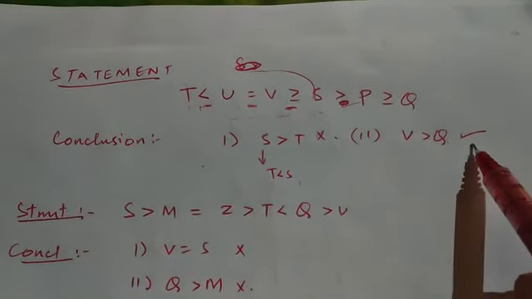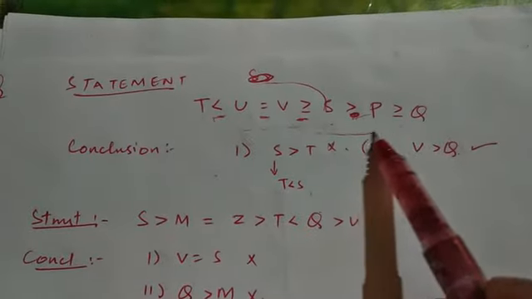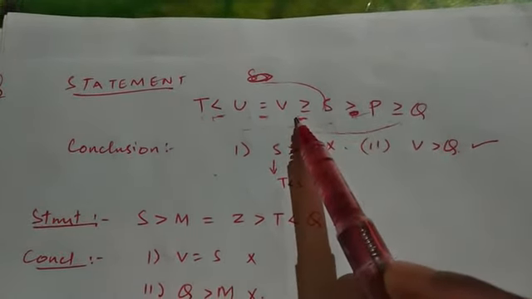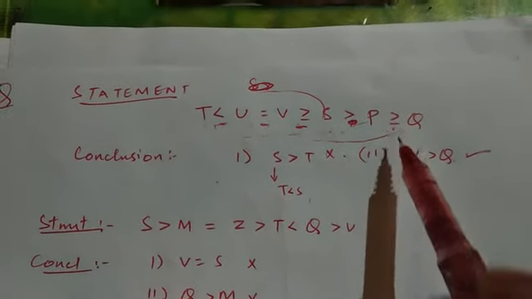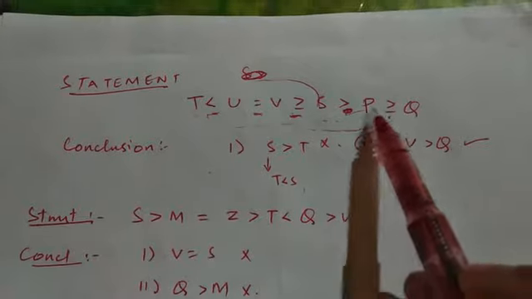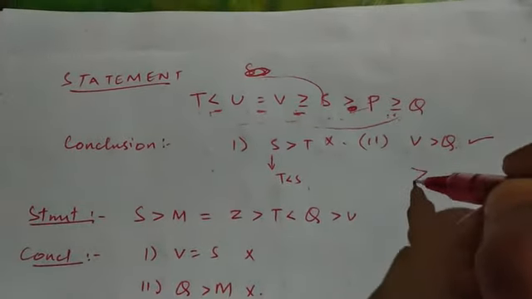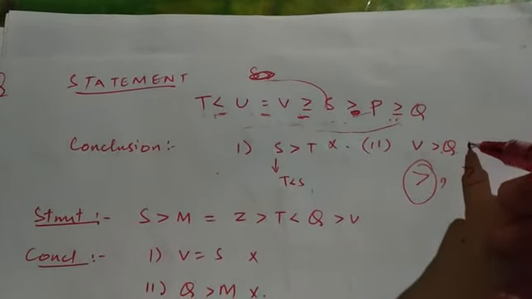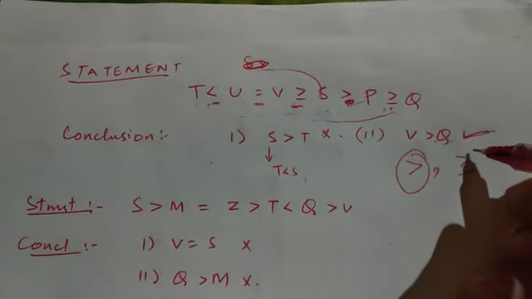Now V is greater than Q. V is here and Q is here. I have 1, 2 and 3 symbols: greater than or equal to, greater than, and greater than or equal to. So I have two kinds of symbols, greater than and greater than or equal to. In greater than and greater than or equal to, preference is given to greater than. So here preference has been given to greater than. So our second conclusion is true.